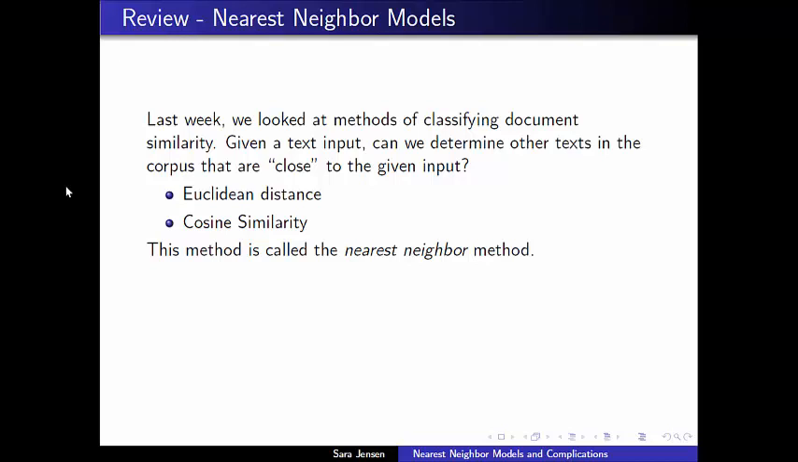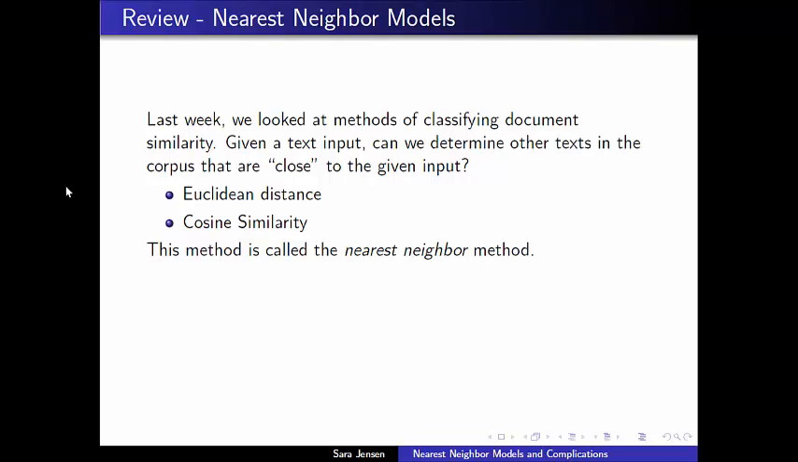And so the question more generally was, given a text input, can we determine other texts in a large collection of documents or corpus that are somehow close to the given text document? And we looked at both Euclidean distance and cosine similarity. And the method that we were using, where we would take a query point or a particular given text input and search via some type of distance metric for something that was the most similar to that, and return that most similar text document, is called a nearest neighbor method.